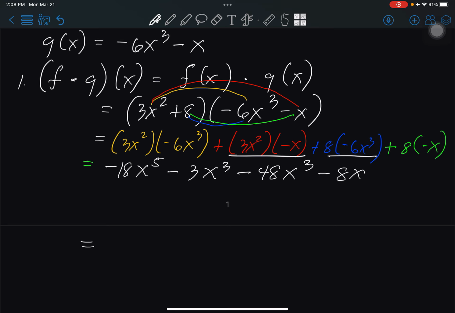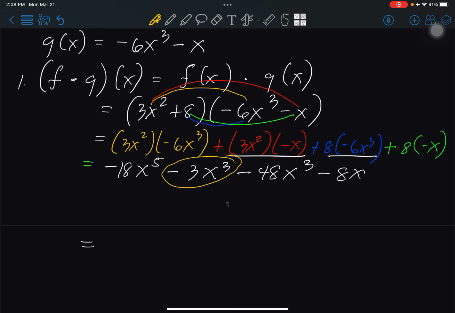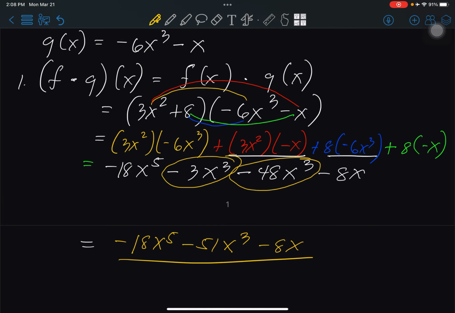Okay, simplifying this further, we will have now the result. We can combine your similar terms. These two, we can combine. However, your minus 18x raised to the power of 5 doesn't have a pair or other terms with exponent 5. So we are just going to copy minus 18x raised to the power of 5. Then here, minus 3 minus 48 will become minus 51. Then just copy your common base, which is x cubed. Then copy your minus 8x. So this is now the answer. Okay?